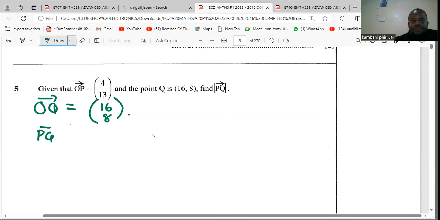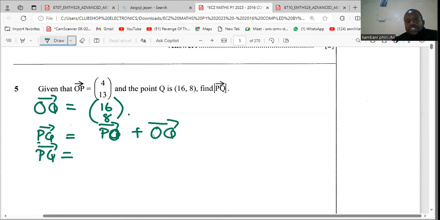If you look at PQ, there are a lot of ways of doing this. It can be found by PO plus OQ, right? That's how you can get it. So start with P, end with Q. So PO plus OQ. So PQ, our PO, this is OP. So our PO is negative because this is PO and this is OP, the opposite. So we have got negative. So it will be negative 4, negative 15, plus our OQ.